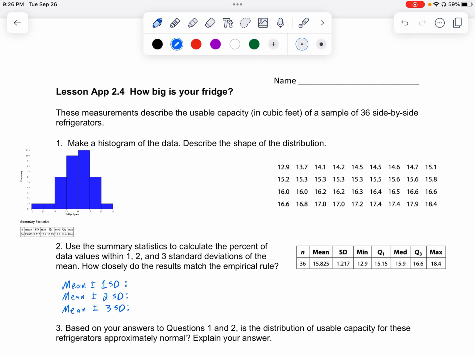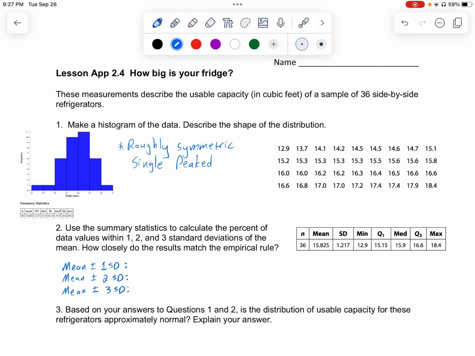Well, I would say that looks pretty much symmetric. I don't know if you agree, but I'd say so. So I would say roughly symmetric. To me, it looks single peaked as well. To be approximately normal, it should be single peaked. And I would say somewhat bell-shaped.